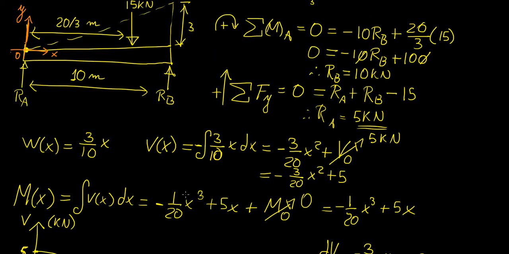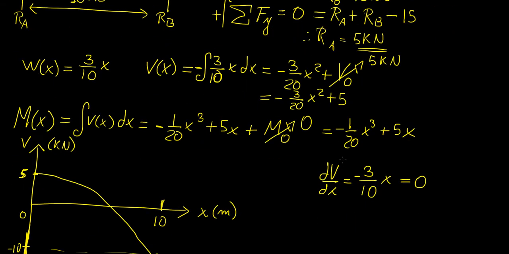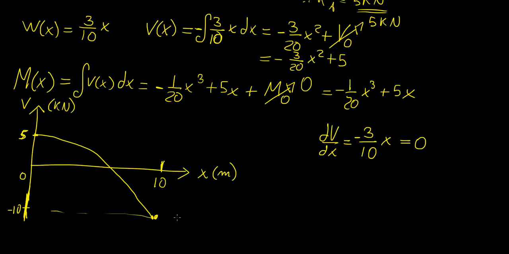But then we notice, oh, we have another reaction here that is 10 kilonewtons and it is going up. So that means that we're just going to go straight up by 10 kilonewtons. And that's how we end up back at the origin. So in this case, we're going to have these two areas. So they're going to be parabolic in shape.